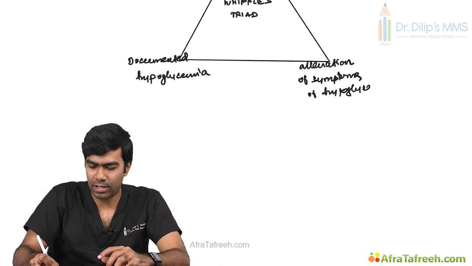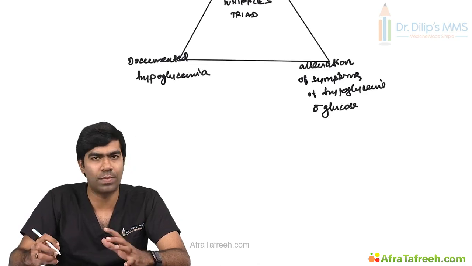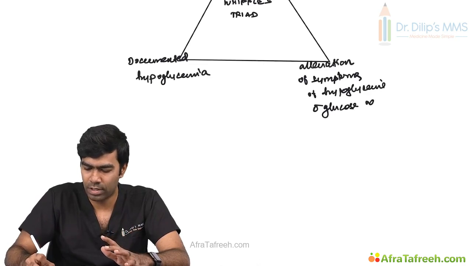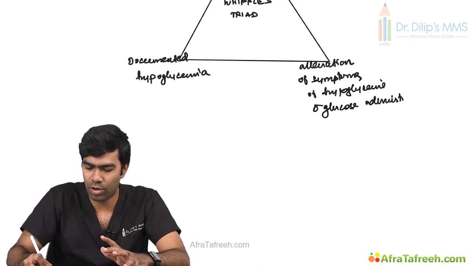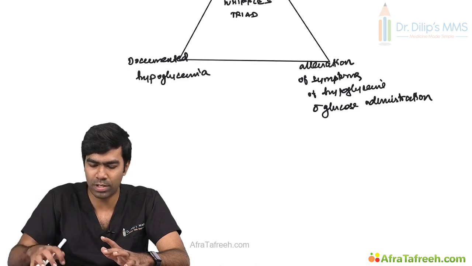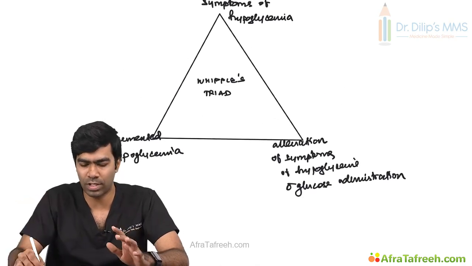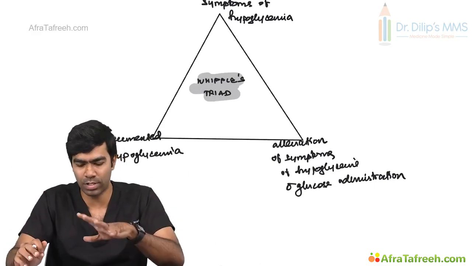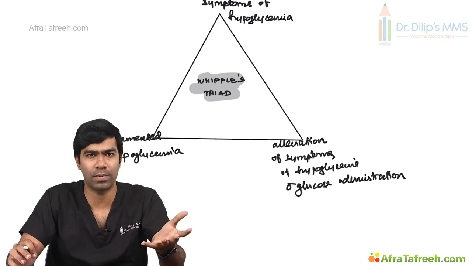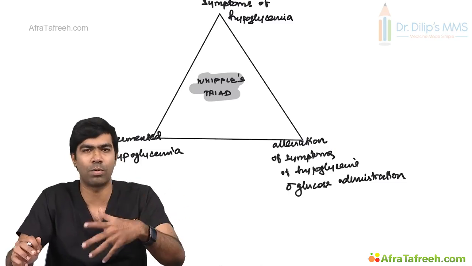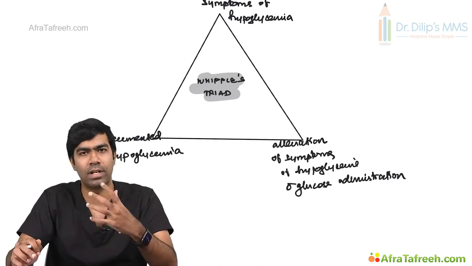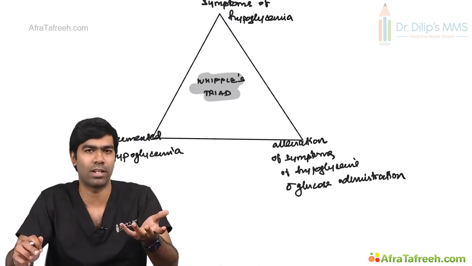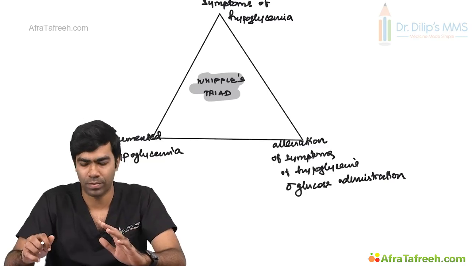So remember the fact that this Whipple's triad is not specific for one particular disease. This Whipple's triad is the gold standard for telling that this patient is probably suffering from problems due to hypoglycemia. That's all. This is a hypoglycemia triad rather than being an insulinoma triad or something else, because this triad can be seen in sulfonylurea producing hypoglycemia. This triad can be seen in insulinoma producing hypoglycemia. This triad can be seen in any patient who's having any other reason that produces hypoglycemia.